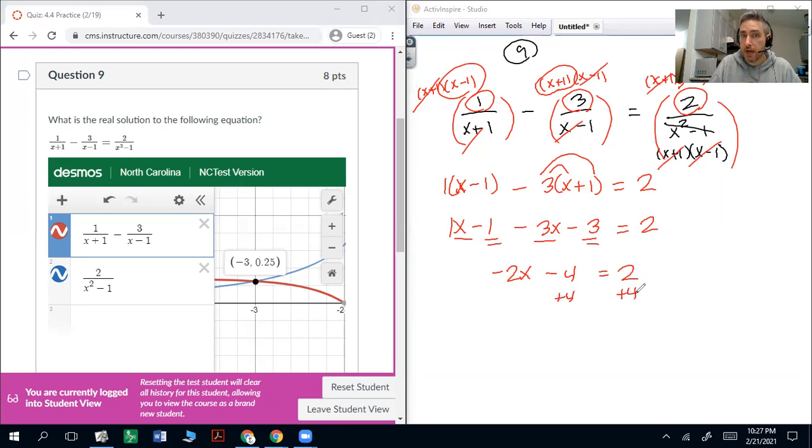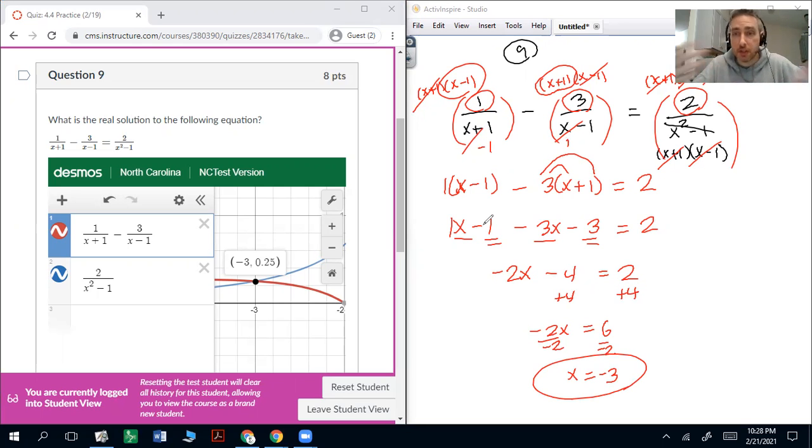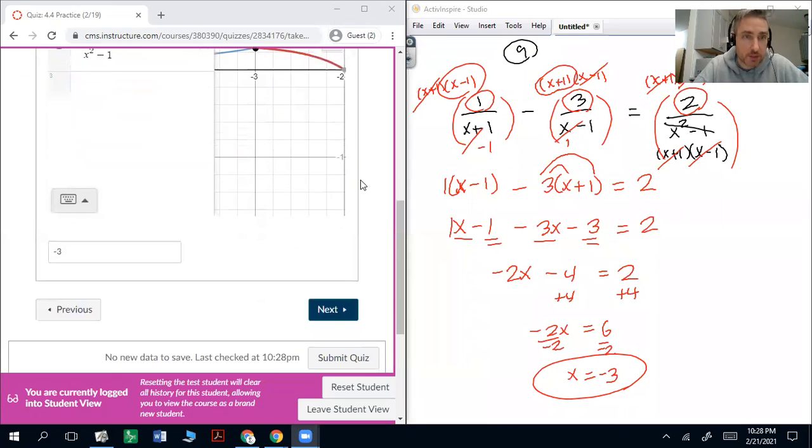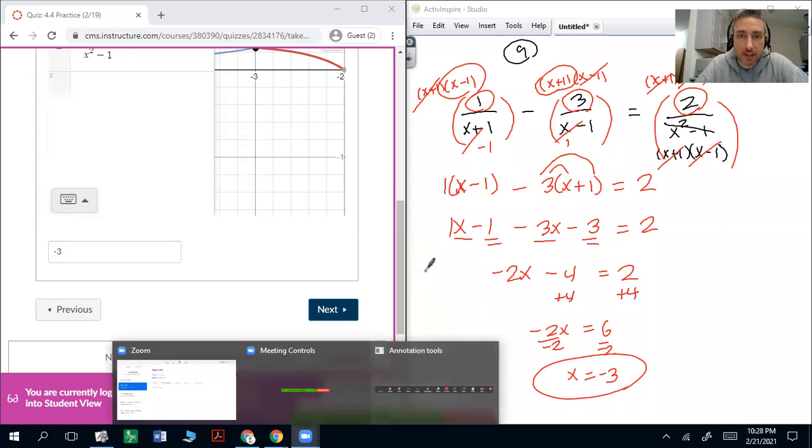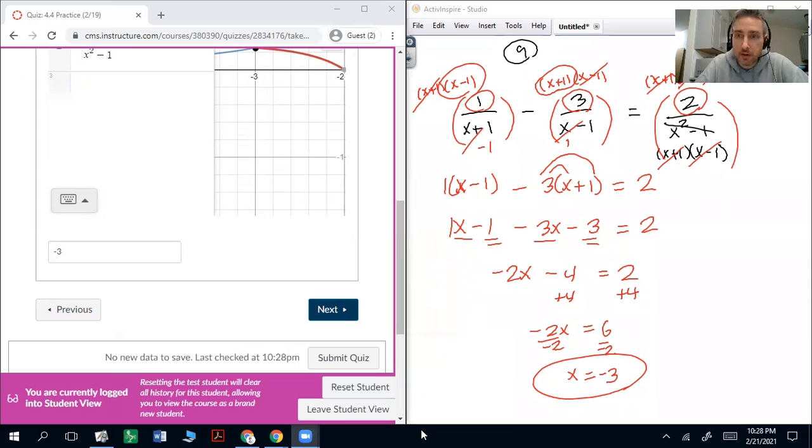Add 4 to both sides. -2x = 2 + 4, 6. 6 divided by -2 is -3. And your restrictions are -1 and positive 1, so neither of those match your restrictions. -3 is a real solution. It's the only solution, which backs it up with the graph that we have here. All right, that's that one. That's number 9.